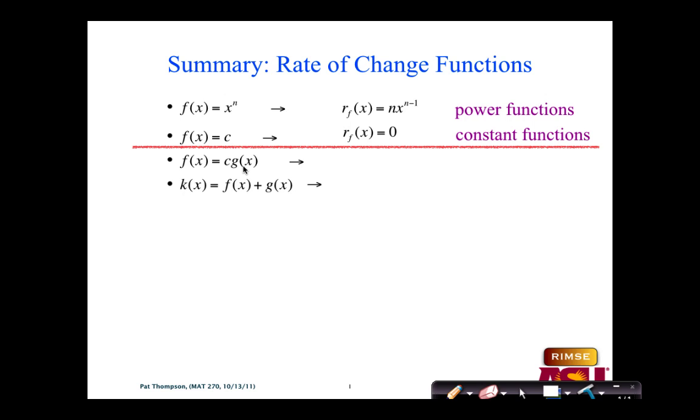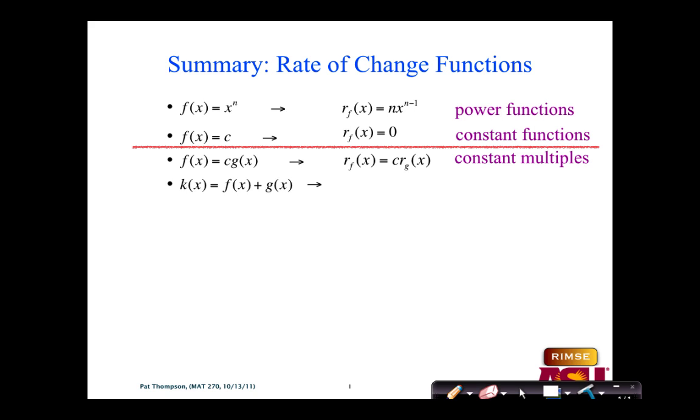So if I know how to find the derivative, or the rate of change, of g of x without a coefficient on it, and I throw a coefficient on it, call it a new function f, well, I just multiply that same coefficient, that same constant multiple, onto the derivative. And that sounds much more complex than it is. I'm going to go through a couple quick examples.